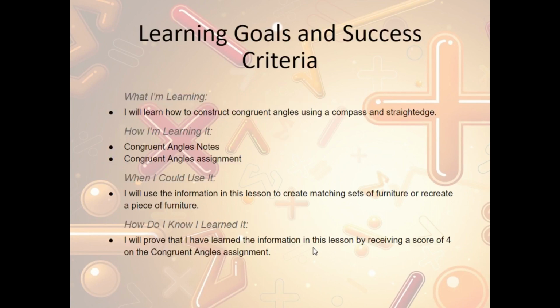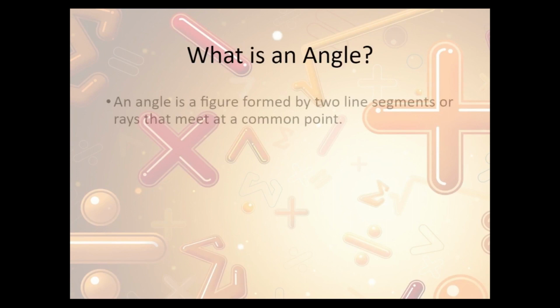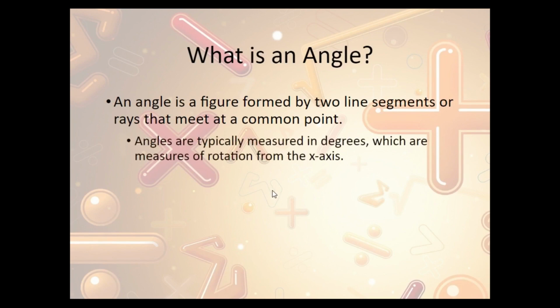The notes begin with the learning goals and success criteria. Now, what is an angle? An angle is a figure formed by two line segments or rays that meet at a common point. Angles are typically measured in degrees, which are measures of rotation from the x-axis.